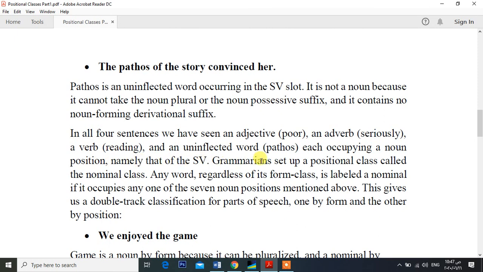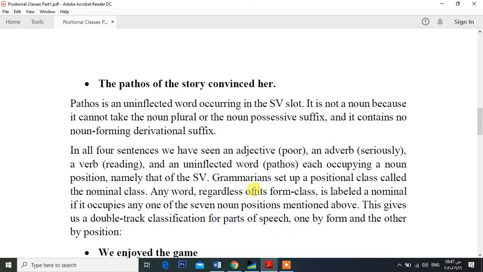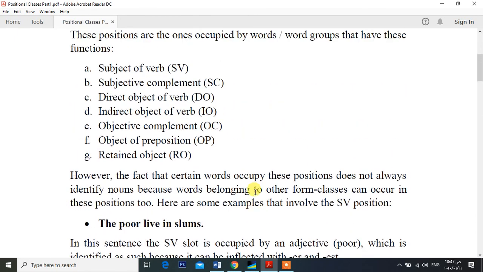Grammarians, the ones who work in the field of grammar, set up a positional class called the nominal class. Any word, regardless of its form class, whether it is an adverb, an adjective, or a verb, is labeled nominal if it occupies any one of the seven noun positions mentioned above. Here they are, the seven options.